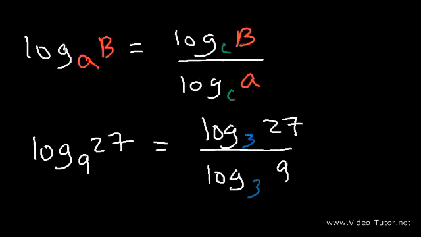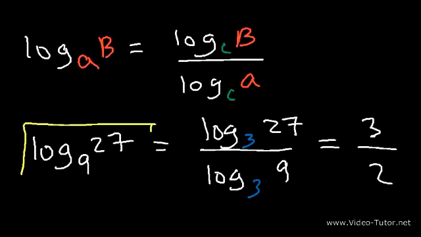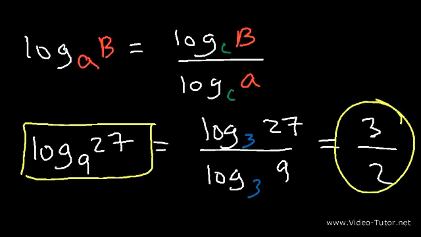Now, what is log base 3 of 9? How many 3's do you have to multiply to get to 9? 3 times 3 is 9. You have to multiply 2 3's. So log base 3 of 9 is 2, because 3 squared is 9. Now, how many 3's do you have to multiply to get to 27? 3 times 3 times 3 is 27. So you have to multiply 3 3's. So log base 3 of 27 is 3. And so log base 9 of 27, you can reduce it to 3 over 2.